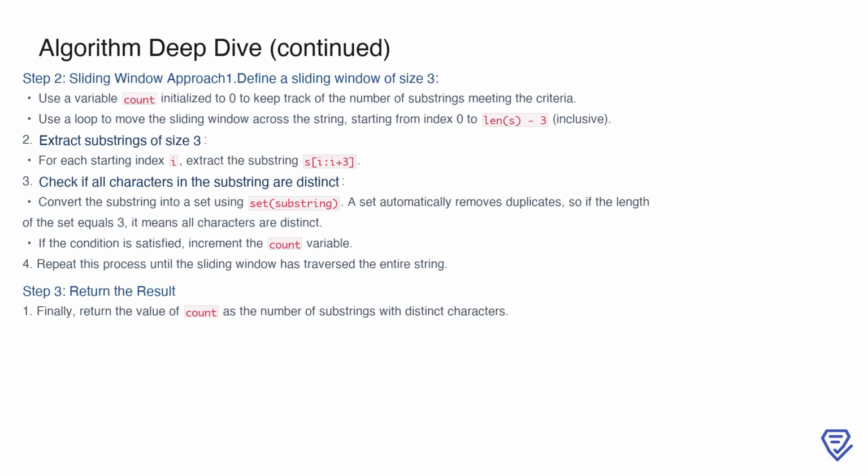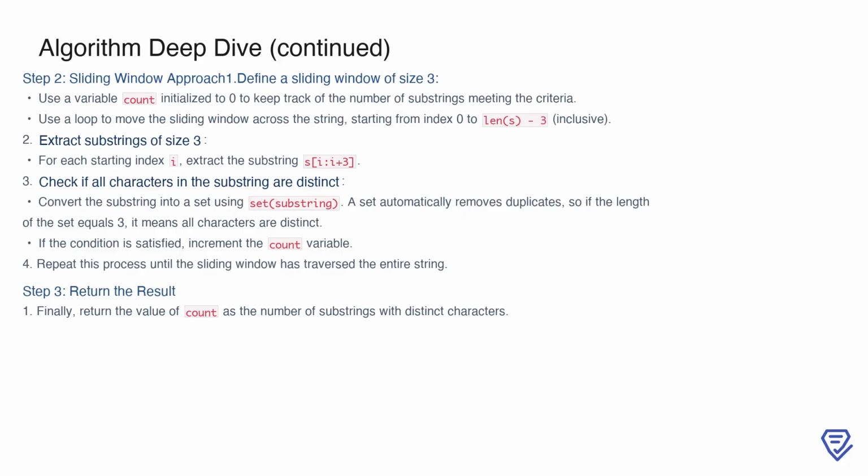Now, we move on to the sliding window approach to efficiently solve the problem. We define a sliding window of size 3 and initialize a variable count to 0. This variable will track the number of valid substrings. Using a loop, we slide this window across the string from index 0 to len(s) - 3, inclusive. For each starting index i, we extract the substring s[i:i+3].